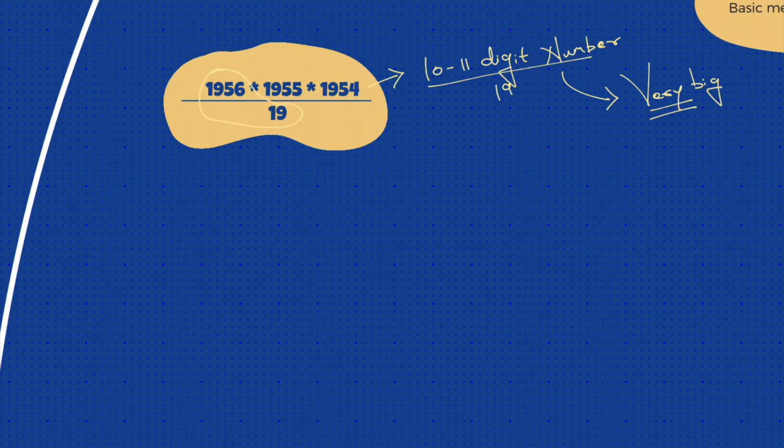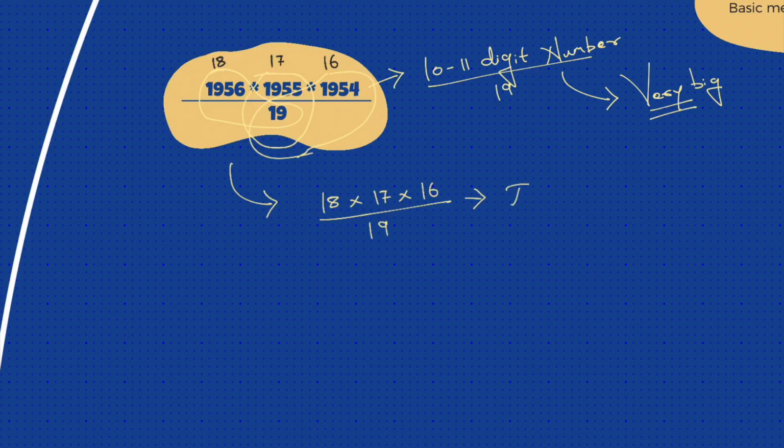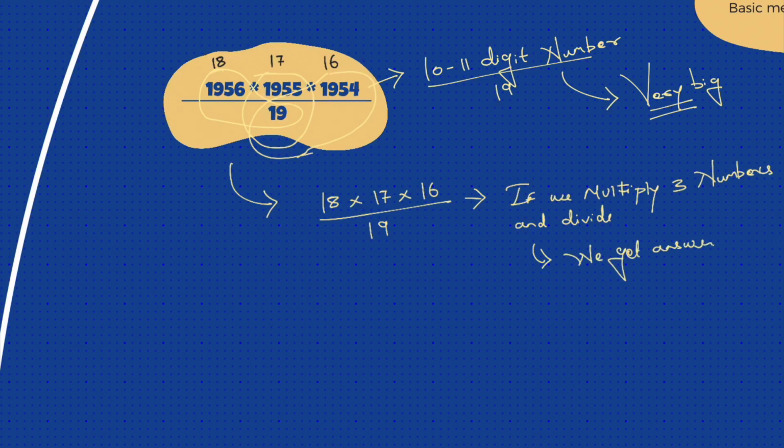So first I'll divide 1956 by 19. So what is the remainder? 18. Divide 1955 by 19. What is the remainder? Since it's just one less, 17. Divide 1954 by 19. So what is the remainder? 16. So the problem is now reduced to 18 into 17 into 16 divided by 19. I can just multiply these 3, 18 into 17 into 16, and divide this by 19. I'll get the answer to the question, which was nothing but the answer of 1956 into 1955 into 1954 divided by 19.